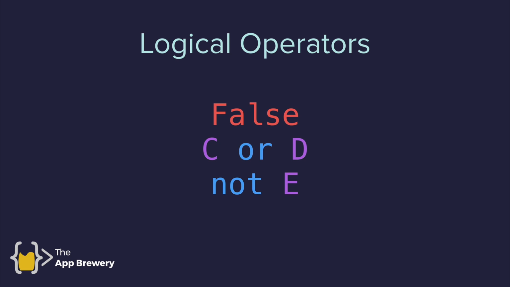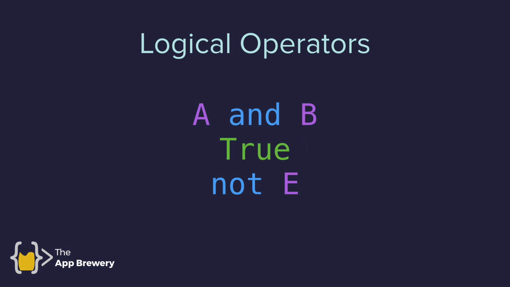Now, if you only needed one of the conditions to be true, then you could use the or operator instead. So if C or D were true, or if they're both true, then it will evaluate to true. It's only when both C and D are false does this statement actually become false.